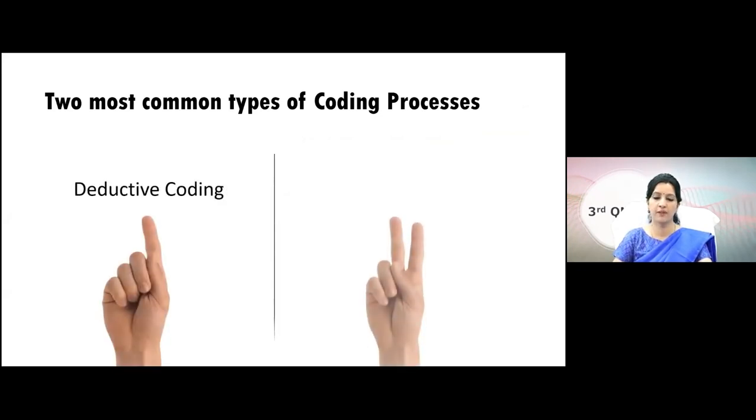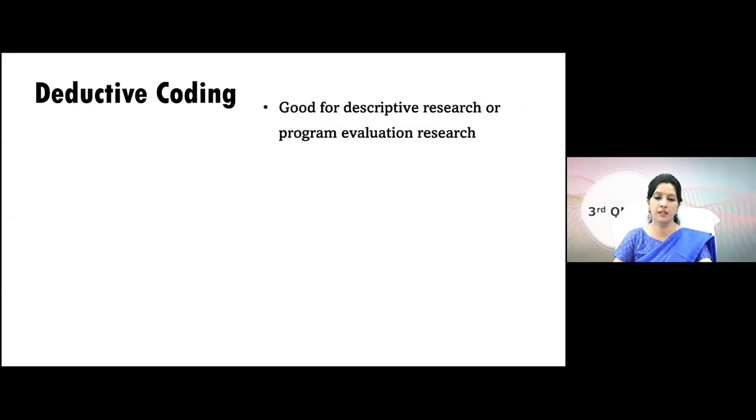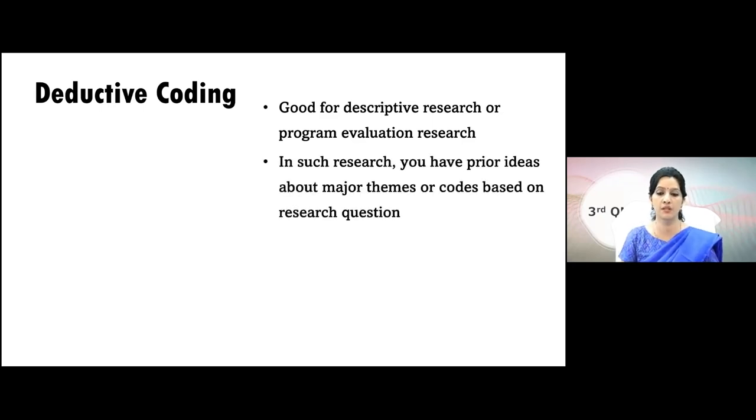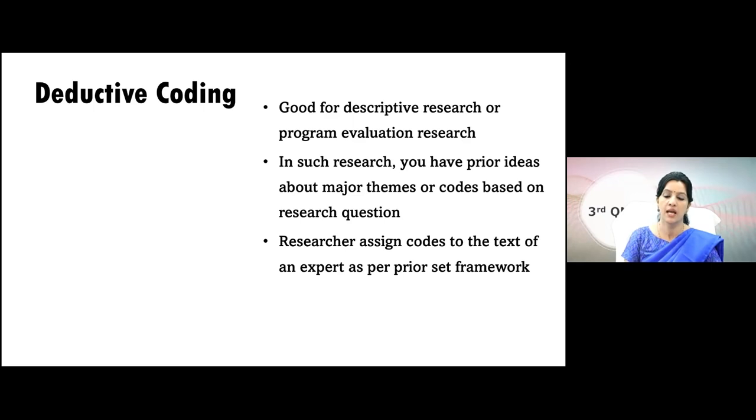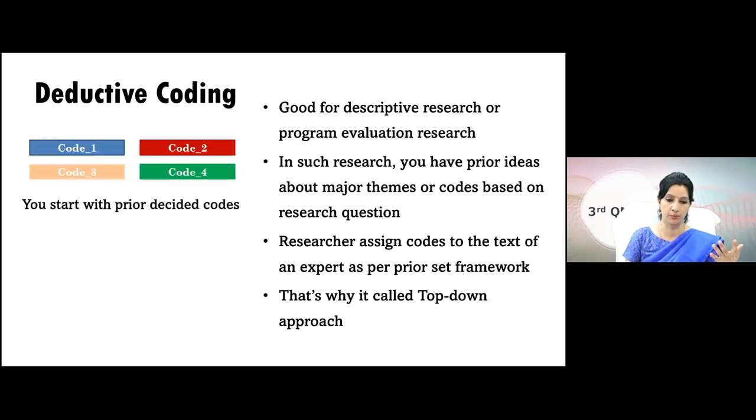So again, we have done this several times, deductive and inductive. Deductive coding is good for descriptive research or for program evaluation research. In such research, we have prior ideas about the major themes or codes based on the research question. The researcher assigns codes to the text as per a prior set framework. That's why it is called the top-down approach.